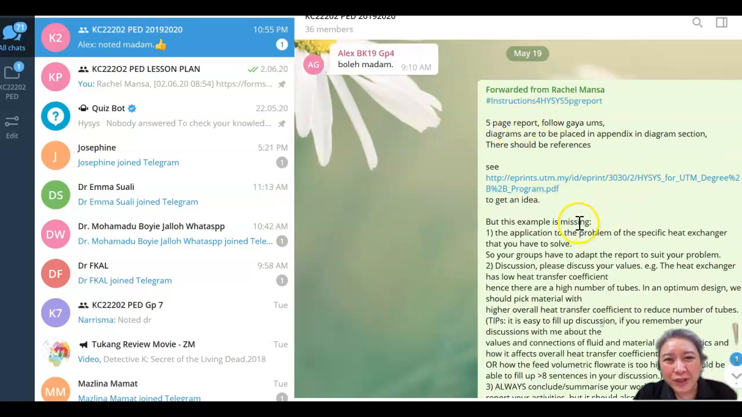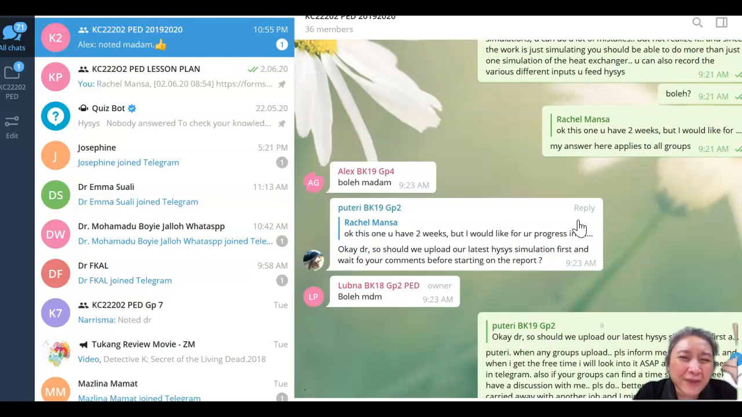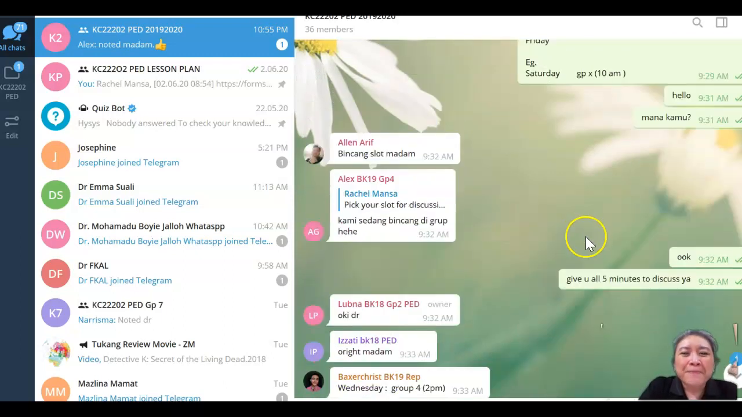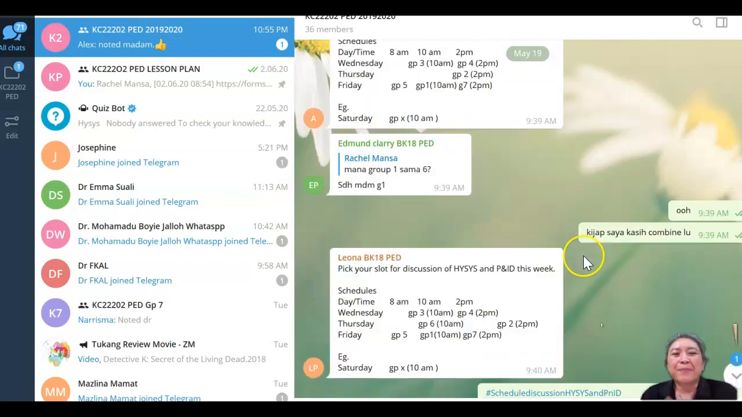Okay, these are my instructions for one of their HYSIS reports. I try to give very clear instructions, and then use the schedule rearrangement for them.